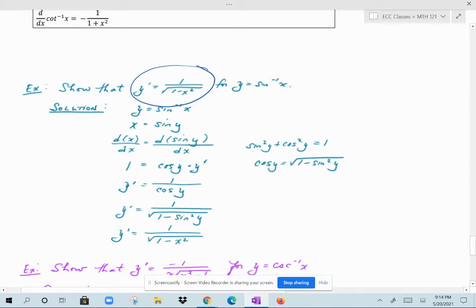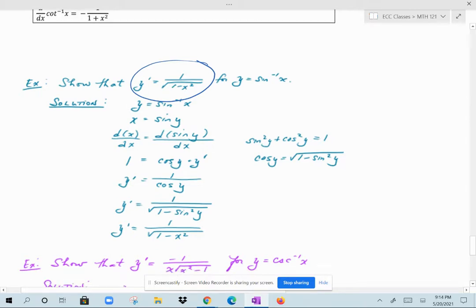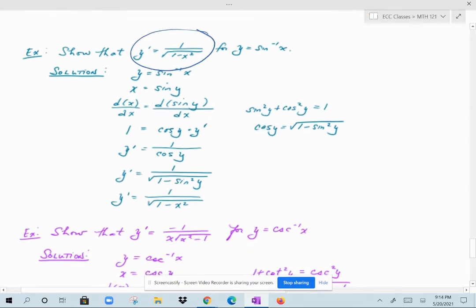Okay, so we're going to do something similar. We're going to show that the derivative of cosecant of x is equal to y prime equals -1 over x times the square root of x squared minus 1. So it will be a very similar process to what I did above.